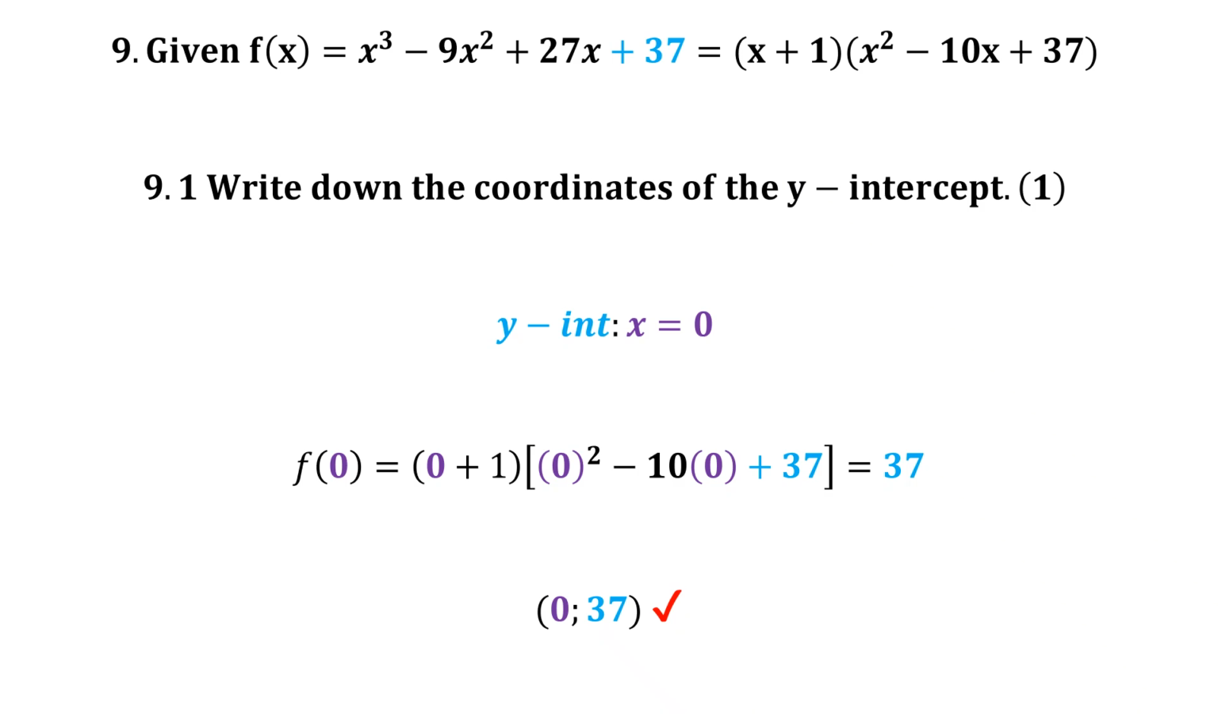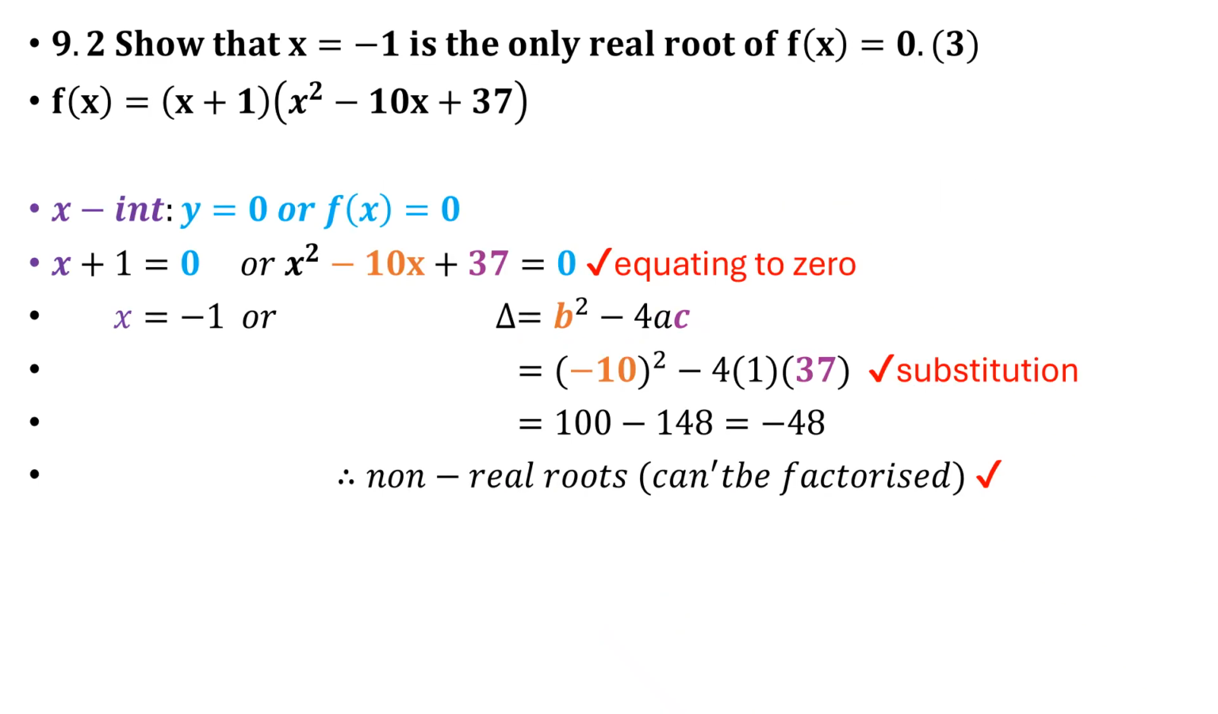Now the second question is where the variation comes in. For 9.2, show that x equals minus 1 is the only real root of f(x) equals 0. So where y equals 0, we're looking for x-intercepts. They're saying when I solve x plus 1, I'm left with x equals minus 1. That's the only one solution. But for x squared minus 10x plus 37, I must show that it can't be factorized.